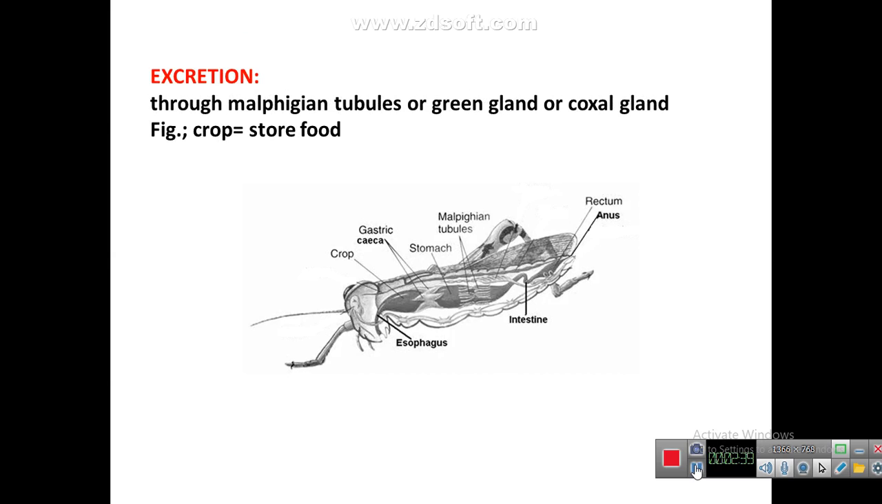Excretion: in some members, the excretory organs are the Malpighian tubules. This is the diagram of the Malpighian tubule. While in other members, excretion takes place by means of the green gland or the coxal gland.